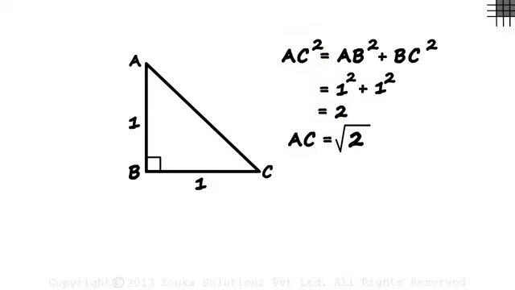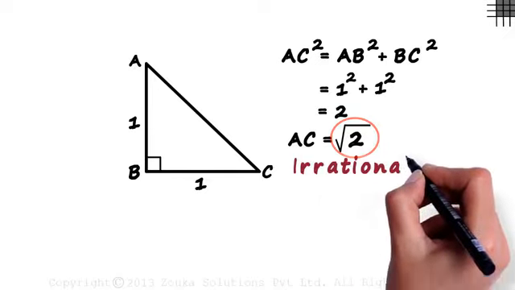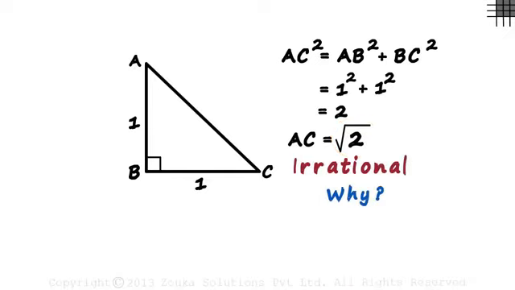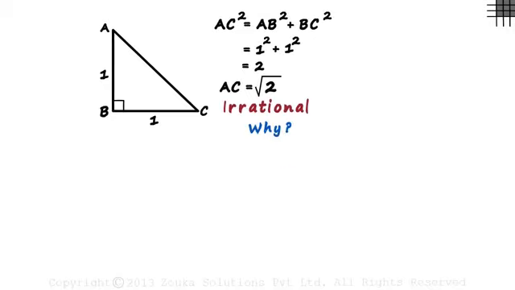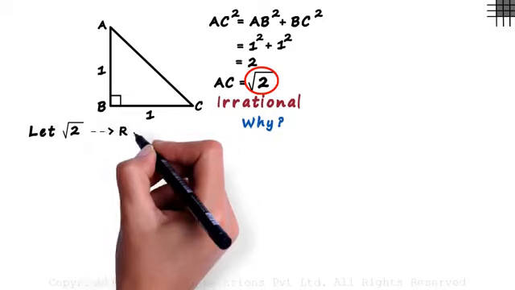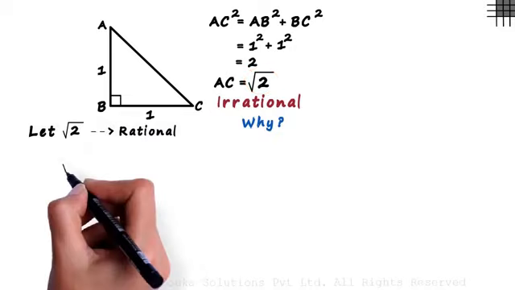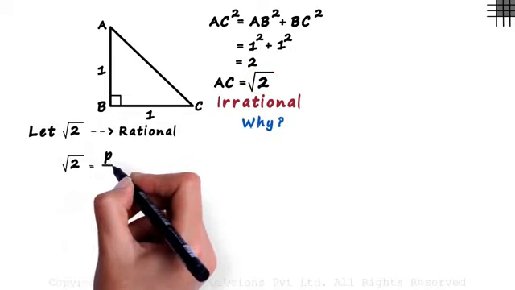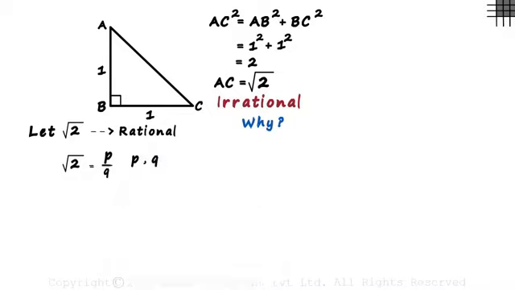And Hippasus said that this is an irrational number. But why? How did he prove it? He used an indirect proof, and this is how he went about it. He said, let root 2 be a rational number. It implies that root 2 can be written as p by q, where p and q are integers which do not have a common factor. P by q is in its simplest form.